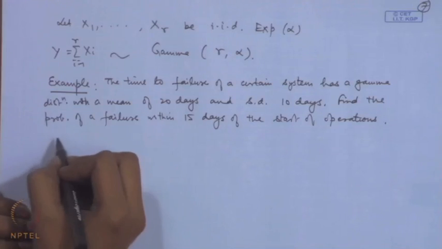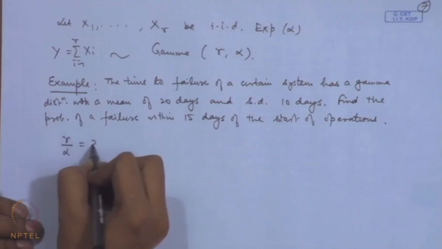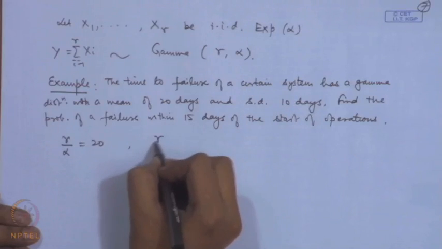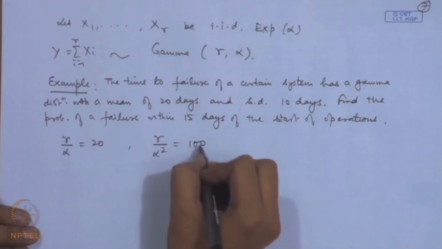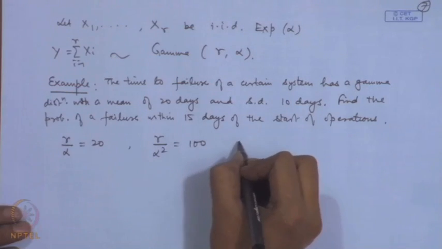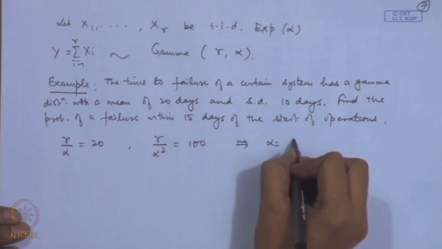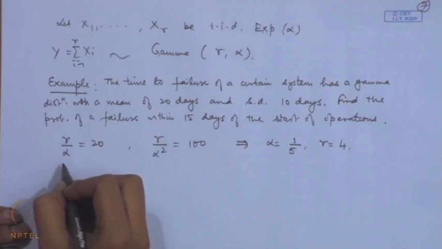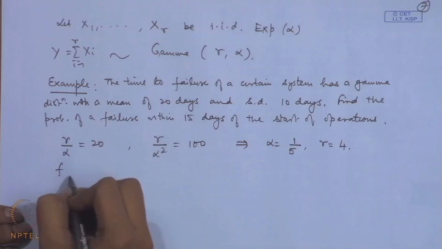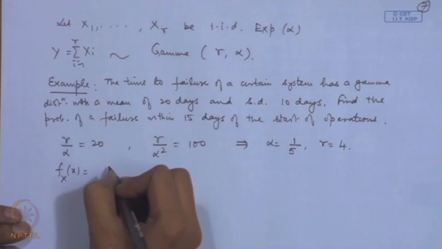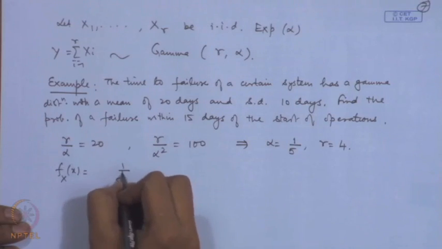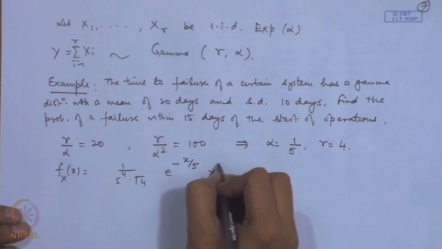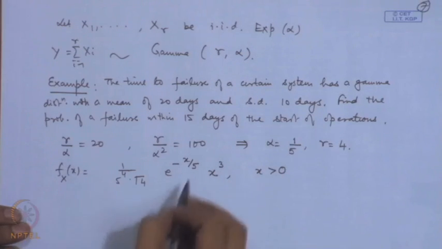So, here we have r by alpha equal to 20, because the mean of a gamma distribution is r by alpha. The variance is 100; the variance of a gamma is r by alpha square, that is 100. So, if I take the ratio here, this implies alpha is equal to 1 by 5 and r will be equal to 4. So, the density of this random variable will be alpha to the power r, that is 1 by 5 to the power 4, over gamma 4, e to the power minus x by 5, x to the power 4 minus 1, that is 3, for x greater than 0. So, this is the distribution here.